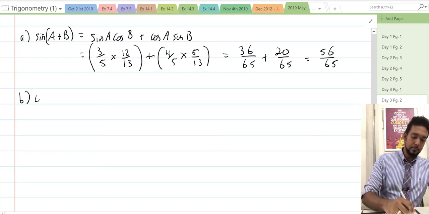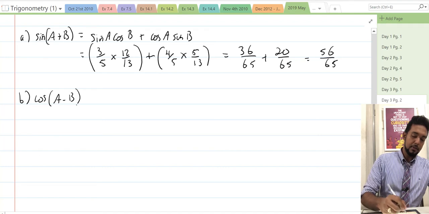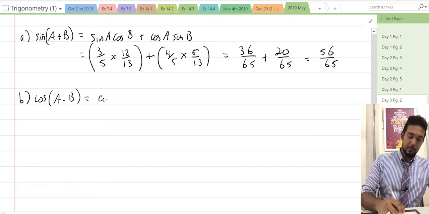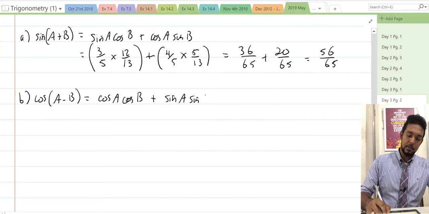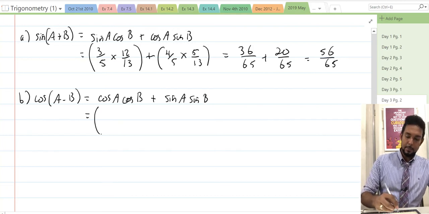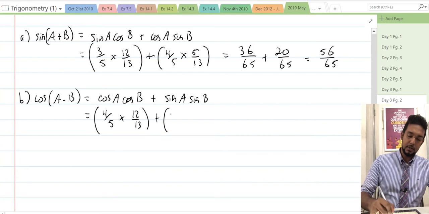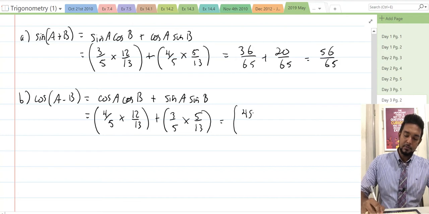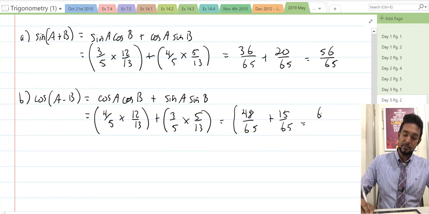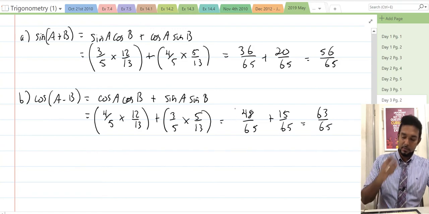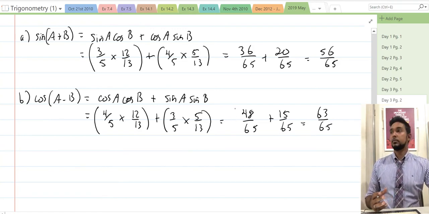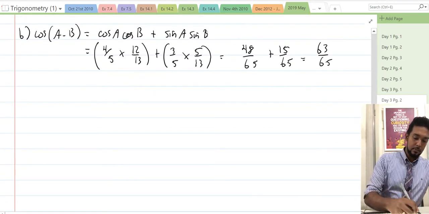Part B, cos of A minus B. So cos of A minus B is cos A cos B plus sin A sin B. Cos A is 4/5, cos B is 12/13, plus sin A is 3/5 and sin B is 5/13. 4 by 12 is 48 over 65 plus 15 over 65, which in this case gives us 63 over 65. So far so good. Okay, going again.